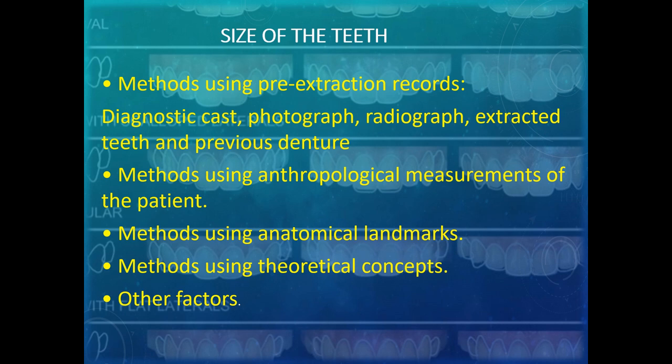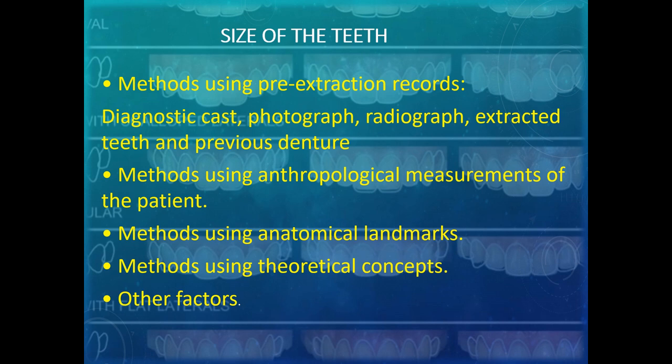One is the method using pre-extraction records like the diagnostic cast, previous photographs, radiographs, extracted teeth as well as previous dentures. Then methods using anthropological measurement of the patient like the anthropometric cephalic index, where you can find the total width of the anterior teeth by dividing the circumference by 13, as well as Berry's biometric index, where the width of the maxillary central incisor is equal to the bizygomatic width divided by 16, and several other indexes.